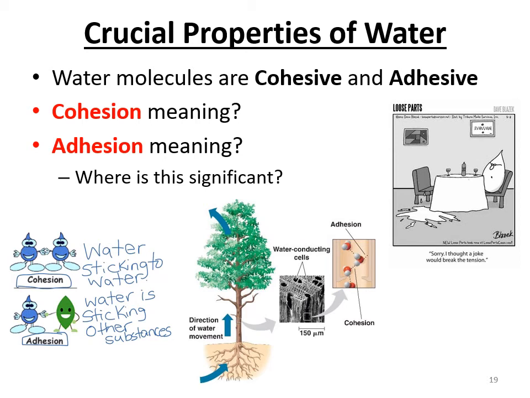That's important for things such as plants and trees, because plants rely on the properties of transporting water. They have to be able to move that water from the roots all the way to the leaves. And the way they're able to do that is by not only sticking the water molecules together through cohesion, but sticking to the lining of the plant cells through adhesion. So think cohesion as water molecules sticking together, and adhesion as sticking to other substances.